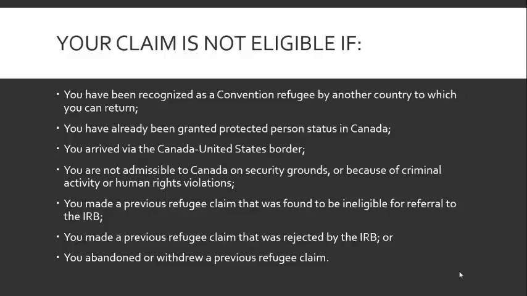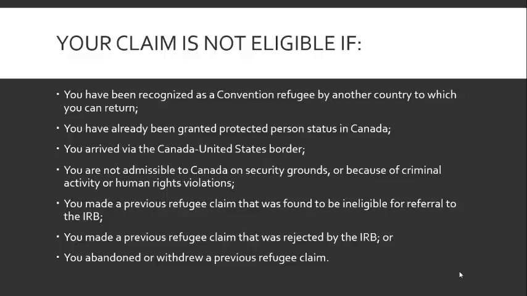If you've already been granted protected person status in Canada, you can't apply again. If you arrive via the Canada-US border, your claim is not eligible. So the idea behind this here is that, if you're cutting in through the US border, the question would be, why didn't you apply for refugee status in the States?